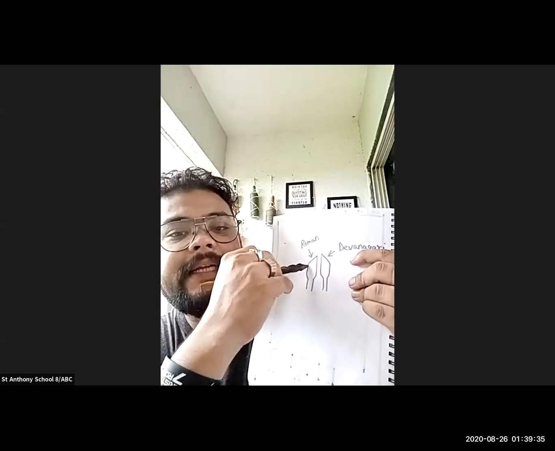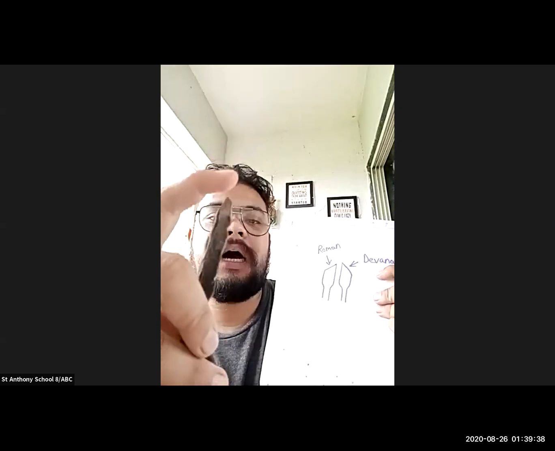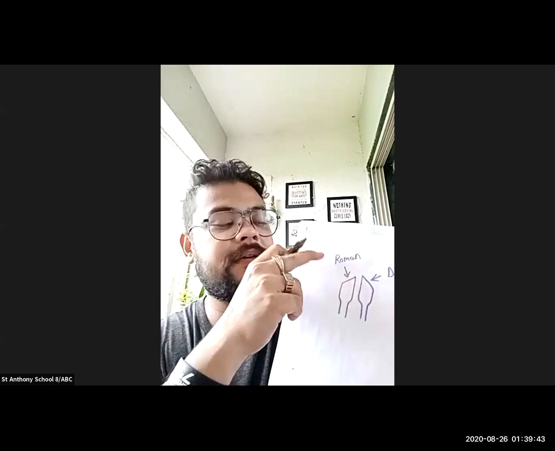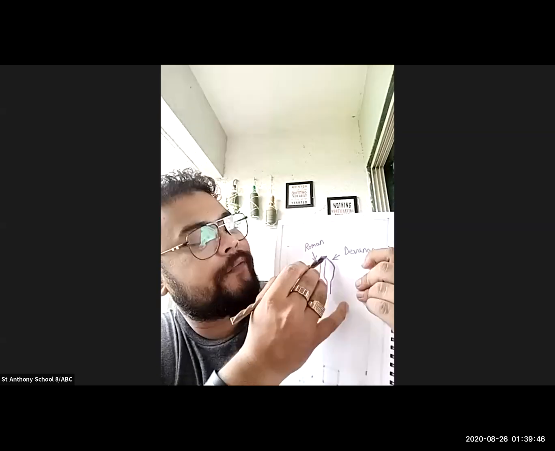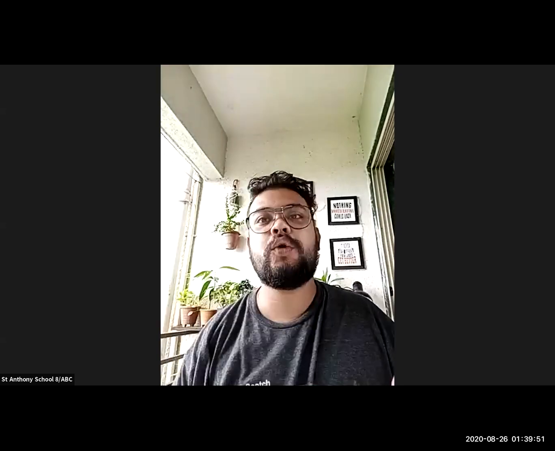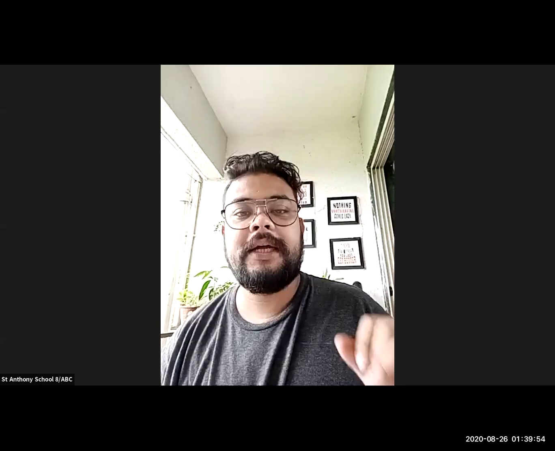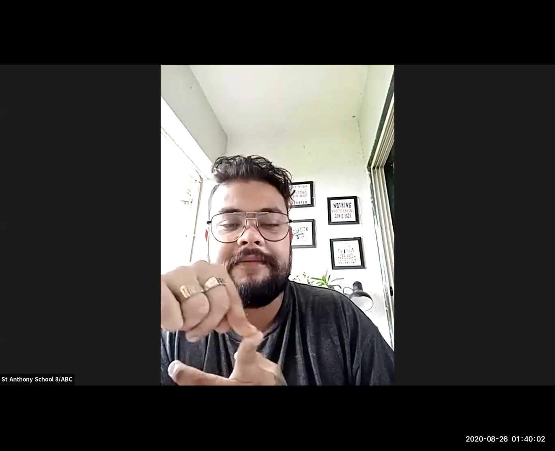Where the left side is down and the right side the point is up, is called Roman. When we do calligraphy in English we need the Roman pen. And where the left side is up and the right side is down, it is called Devanagari. Where we do Hindi and Marathi fonts, the Devanagari pen is used. There are two pens. The first one is Roman and the second one is Devanagari. Roman is used for English fonts and Devanagari is used for Hindi and Marathi fonts. Is that clear, each and everyone?